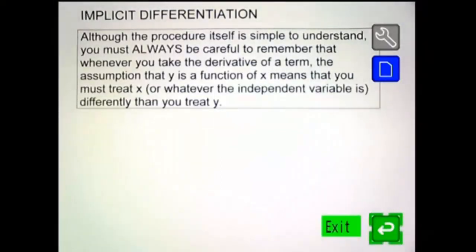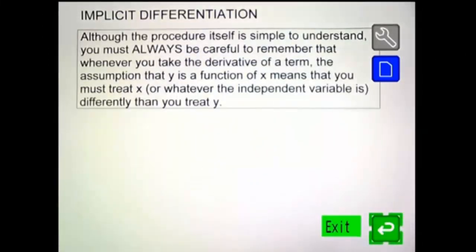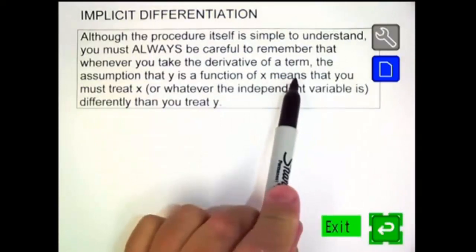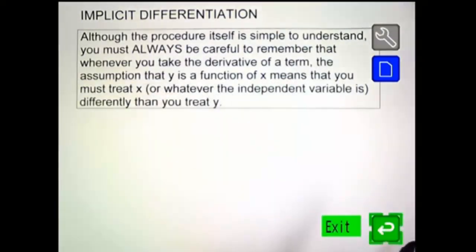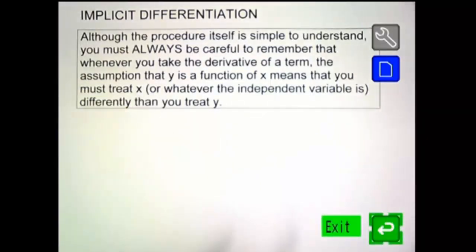I do want to say this. Although the procedure itself is really simple to understand, and those 3 steps are really not that difficult to understand, you've always got to be careful. You've got to remember that whenever you take the derivative of a term, the assumption that y is a function of x means you have to treat the x, or whatever the independent variable is, differently than you treat y. Because y is really a function of x. It's not an independent variable.